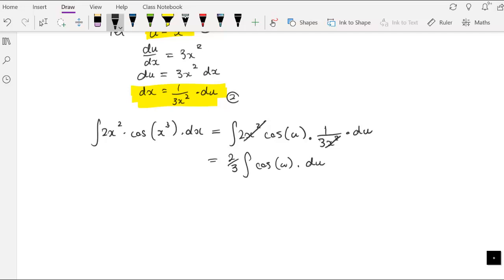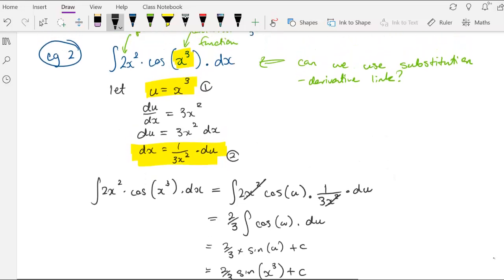with respect to u. Now the final process is we can perform this integral. So 2/3 multiplied by the integral of cos, which is sine, plus c. So we have 2/3 sine. Now u is actually equal to x cubed, so we'll put that back in, plus c, and we've got our integral. So that is our process of substitution.